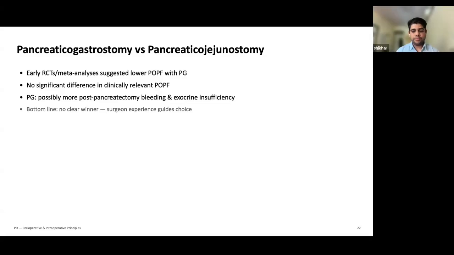But for that, you have to be conversant with the technique of pancreaticogastrostomy. Because what is the main problem with pancreaticogastrostomy? Post-operatively, what is the main problem? POPF? No. Bleeding. Bleeding from the PG site is the main problem, and it's difficult to control that. So that is the only thing that you should be worried about. Carry on.